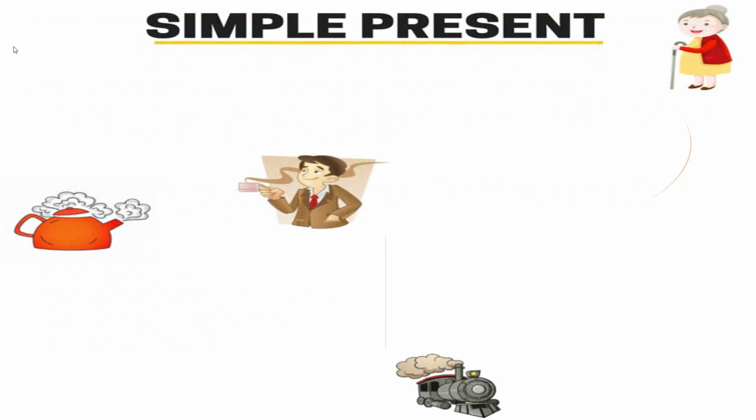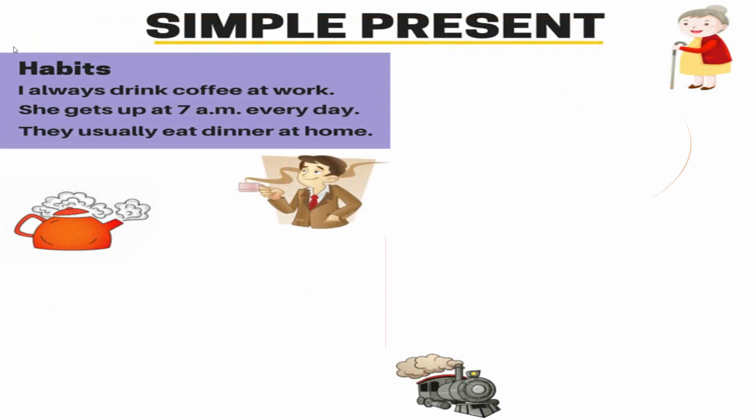Let's see a few more examples. Habits. Let's talk about the habits. I always drink coffee at work, or I drink tea in the morning. So it is your habit. She gets up at 7 a.m. every day. They usually eat dinner at home. So, children, these are the habits. You also have different kinds of habits. So, you have to write those things in simple present tense.